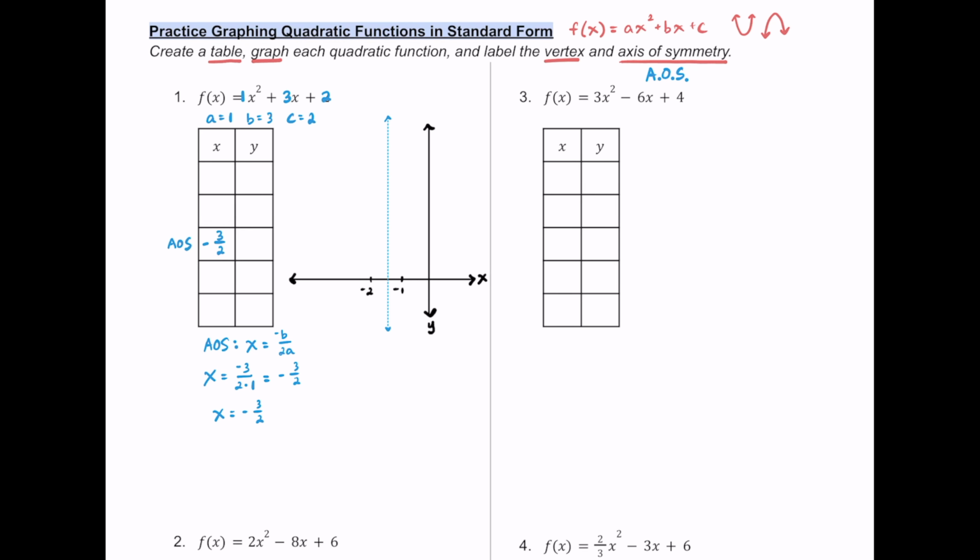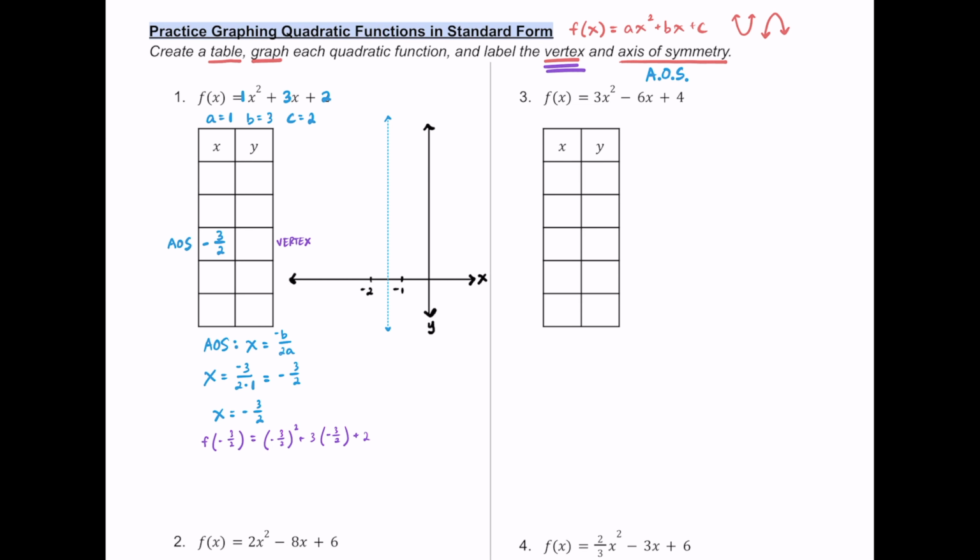Now that we know where the parabola is going to be centered, we can find the vertex. Remember, the vertex is the point located in the very center of our table, which keeps things nice and symmetrical. So let's find f of negative 3 over 2, which should tell us our y value. We plug that in: negative 3 over 2, squared, plus 3 multiplied by negative 3 over 2, and then we add 2 at the end.